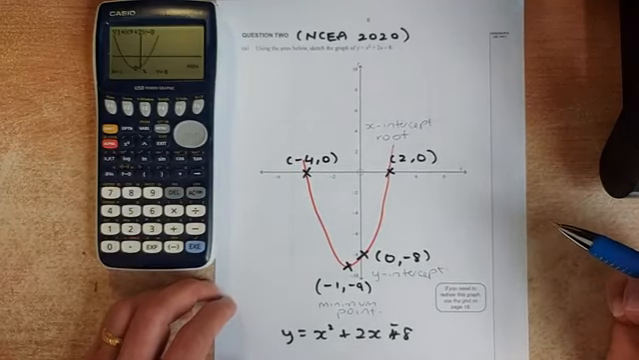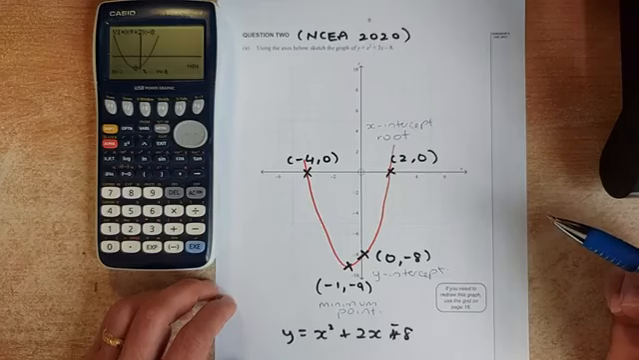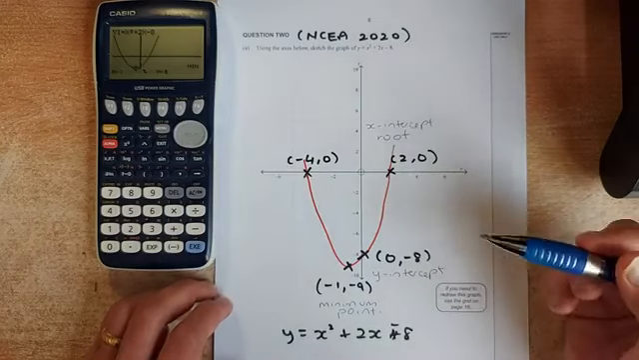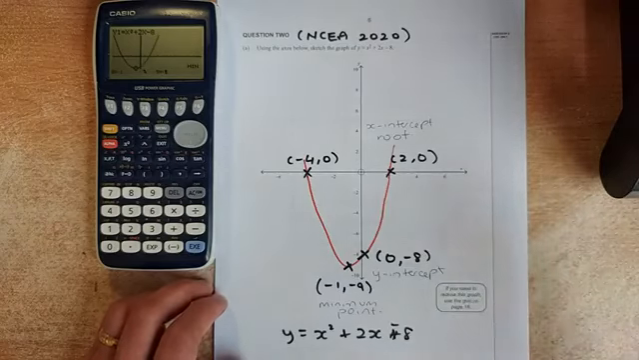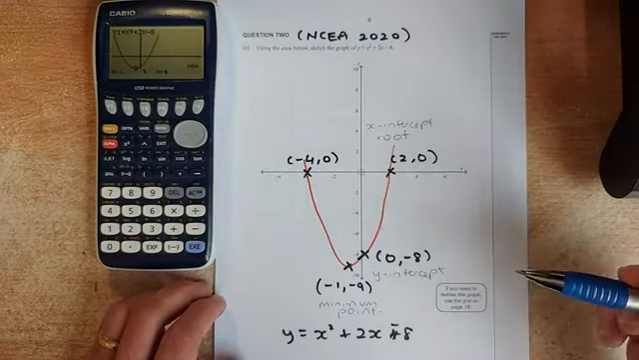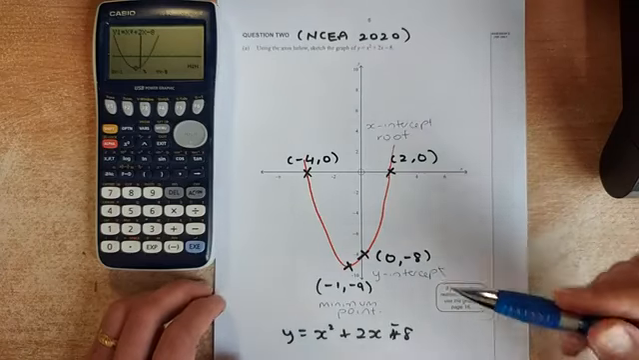That is how you draw a graph in the exam. You can either do it manually, which takes a lot of time by drawing tables, or you can use the graphic calculator. It's going to save you a lot of time. So if you have any other question, ask me.